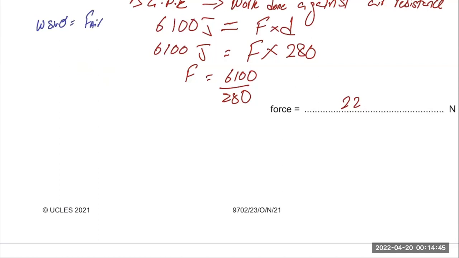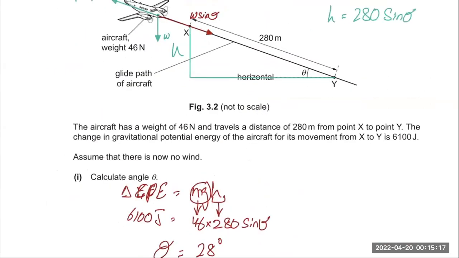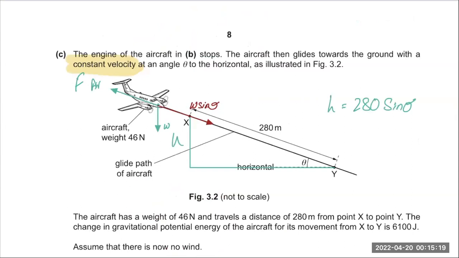Can somebody solve this? What is the weight? The weight is 46. Sine, what is the value for theta? 28 is equals to the force due to air resistance. This should also be equal to 22, approximately 22 newtons. So you do it this way, or you do it using the other technique. You'll get the same answer.